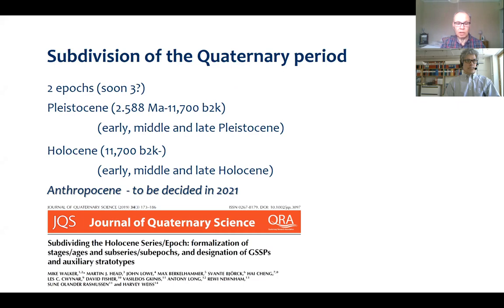That's meant by B2K. And the Holocene has quite recently been formally divided into three different parts. You can see the paper actually published just two years ago, where the Holocene was divided into three different parts, the early, middle, and the late Holocene. The transition to the middle Holocene was at 8.2 ka, and the transition to the late Holocene is now defined as 4,200 years before present.